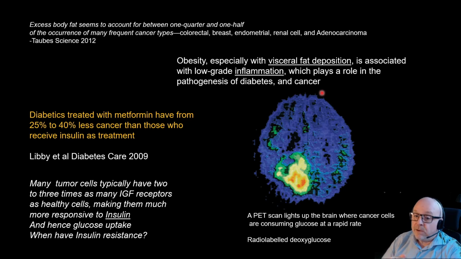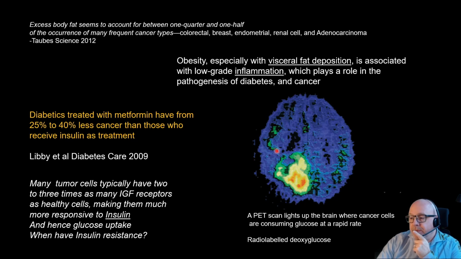So this is quite an indirect way in which being obese can lead to other types of cancer than the gastrointestinal tract cancers. And then I mentioned this: diabetics treated with metformin have between 25 to 40% less cancer than those who receive insulin as a treatment. So does that imply that insulin treatment can trigger cancer?